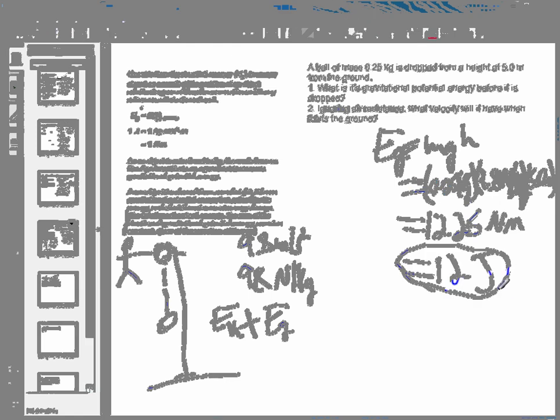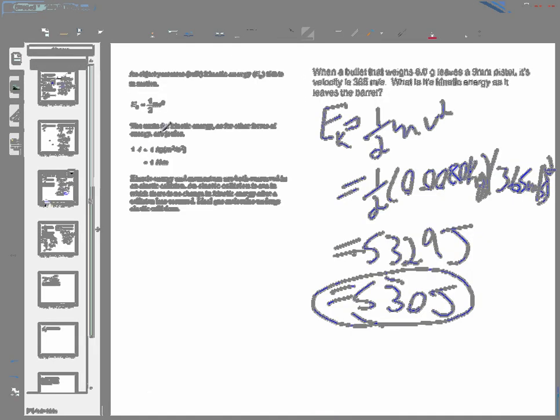Number 2, ignoring air resistance, what velocity will it have when it hits the ground? Aha. Well, when the ball hits the ground, the entire gravitational potential energy has been converted to kinetic energy. Therefore, its kinetic energy is going to be 12 joules as well. And if we go back, we know that kinetic energy is equal to 1/2 mv squared. We know the mass, we know the kinetic energy. We can calculate the velocity.